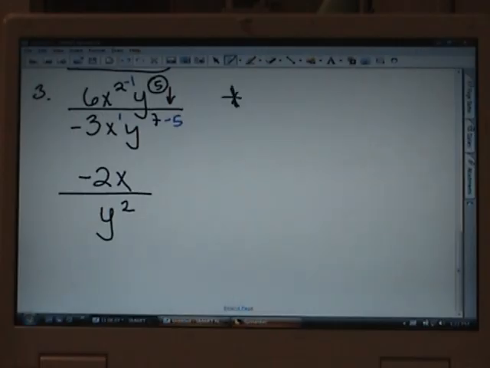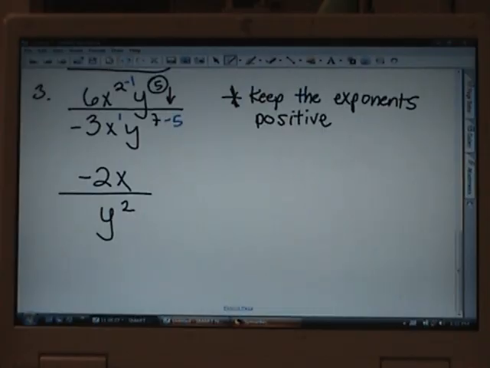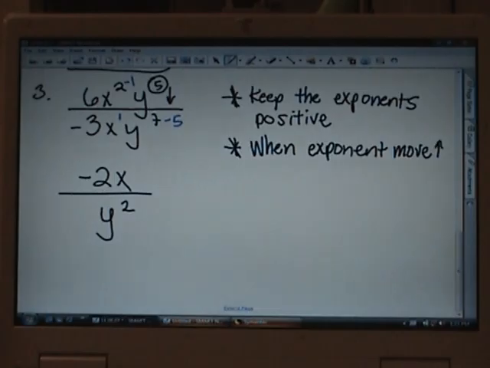So in general, keep the exponents positive. Unless the problem tells you to make it negative, keep the exponents positive. When exponents move, either up or down, the sign switches.